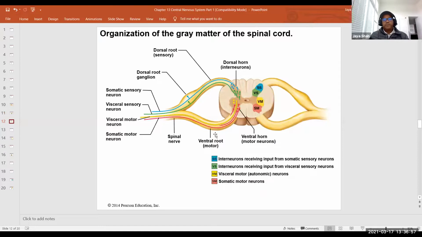Okay, so again, in the spinal cord, organization of gray matter of the spinal cord. Let's see here. First, I'm explaining the same thing again. So SS is interneuron receiving input from somatic sensory neuron. So SS means somatic sensory neuron. This is blue. Then you have another color here: interneurons receiving input from visceral sensory neuron. So you see the posterior area is all sensory in the gray matter.